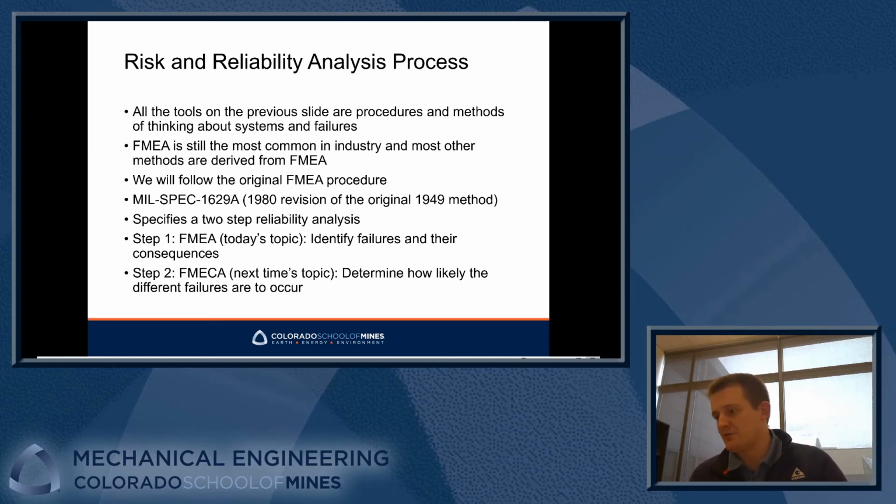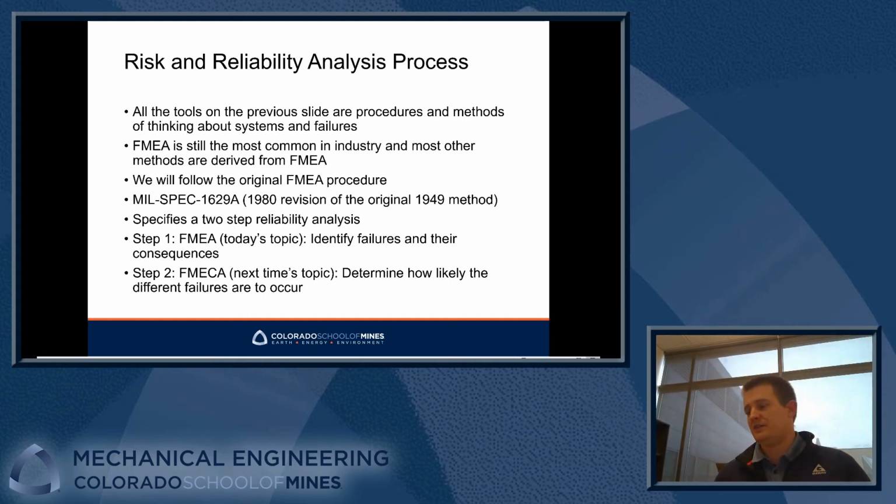And in this class, we'll be following the original FMEA procedure, which is outlined in this document called MilSpec 629A. A very catchy title there. It is a 1980 revision of the original 1949 FMEA method, okay? And it specifies a two-step approach to doing a risk and reliability analysis. So the first one is just called FMEA, right? And that's where we identify all the failures and their consequences.